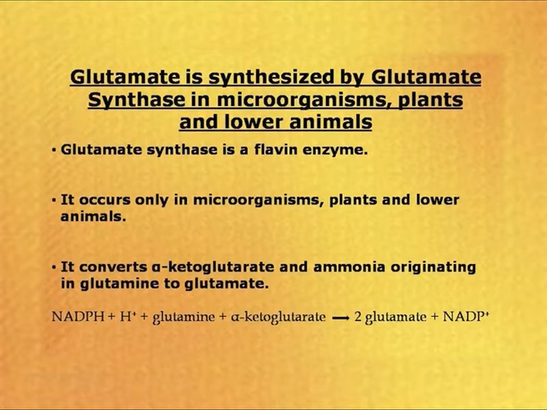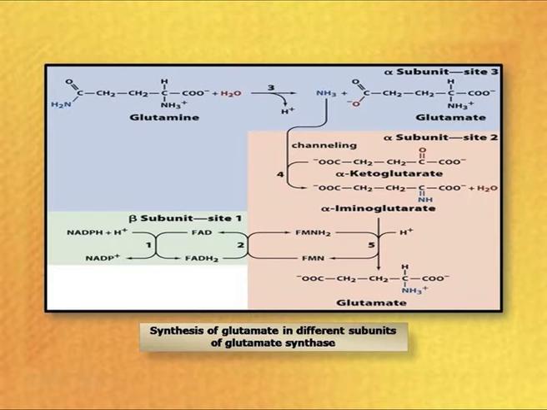Glutamate can be synthesized by glutamate synthase in microorganisms, plants and lower animals. Now, the reaction between NADPH, H+, glutamine and alpha-ketoglutarate results in the production of glutamate and NADP+. Here in this particular slide, we can see how the different subunits, like the alpha subunit and the beta subunit, help in the generation of glutamate.